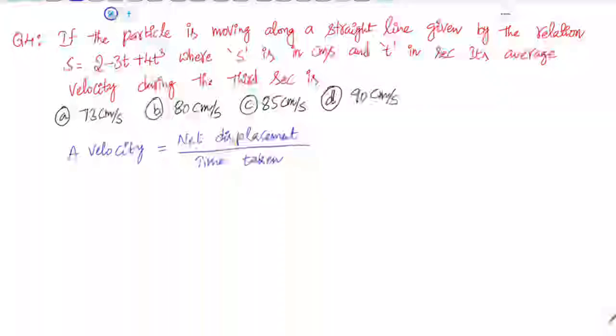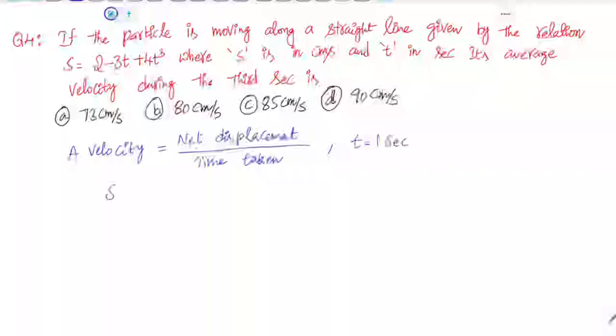Here time taken is 1 second, because whether it is the third second, fourth second or 100th second, the time interval is only 1 second. Therefore, t is 1 second. But we need to find the displacement covered in the third second. In order to find that, we need to find the total displacement in 3 seconds and subtract from it the displacement covered in 2 seconds.